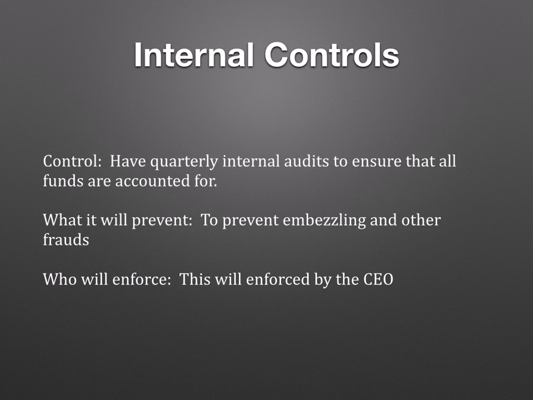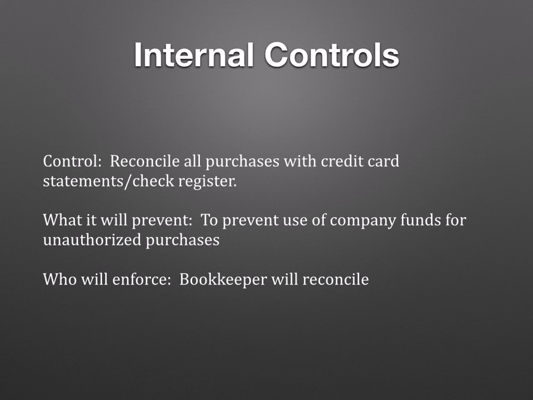The second internal control that is recommended is to have quarterly internal audits to ensure that all funds are accounted for. This will prevent embezzling and other frauds. The CEO will enforce this. The third internal control is to reconcile all purchases with credit card statements and the check register. This will help prevent the use of company funds for unauthorized purchases. The bookkeeper will reconcile.